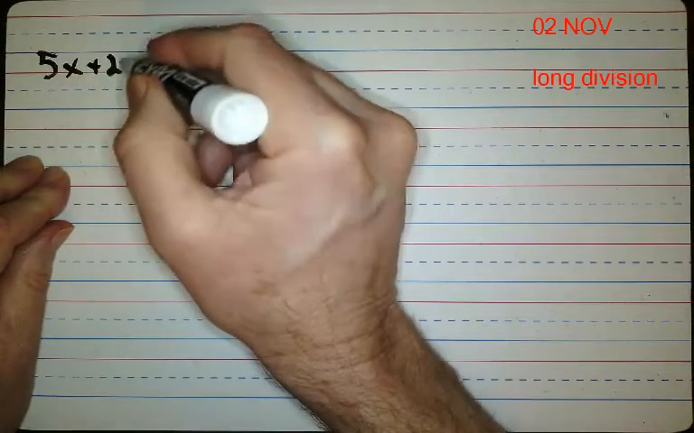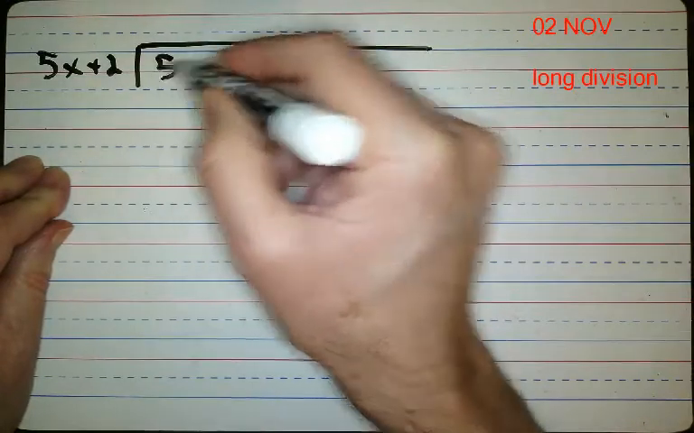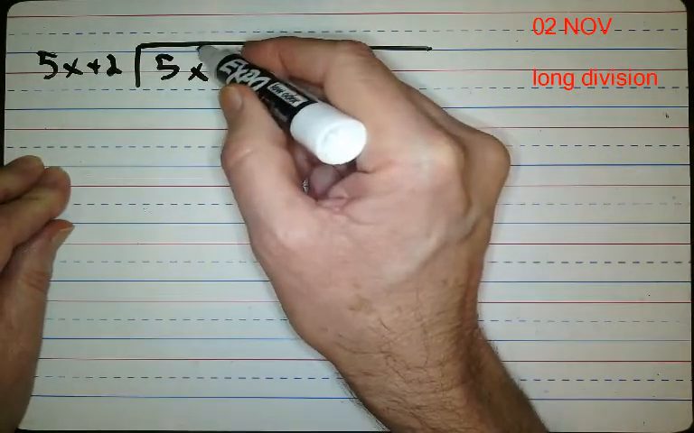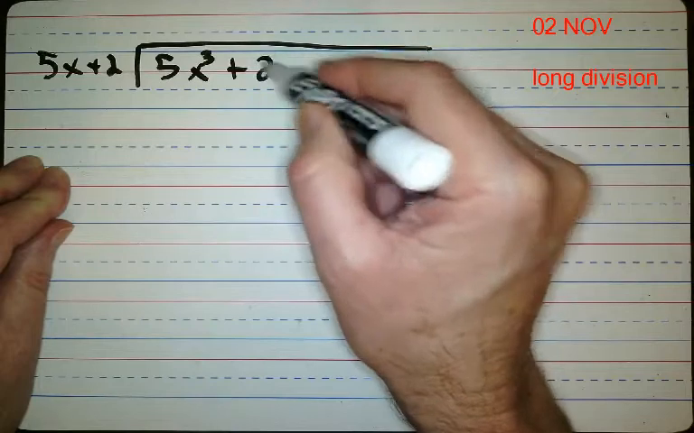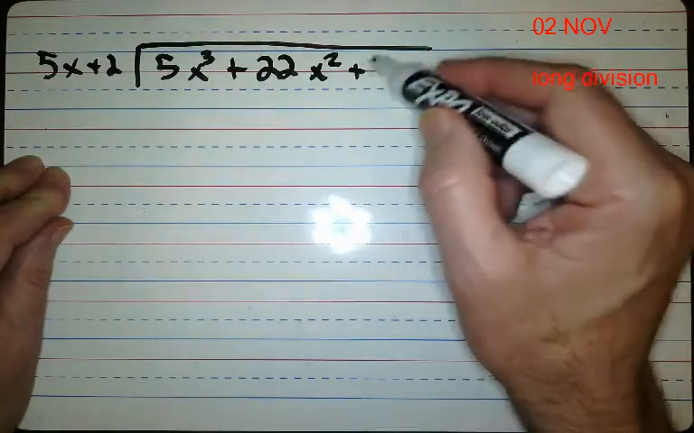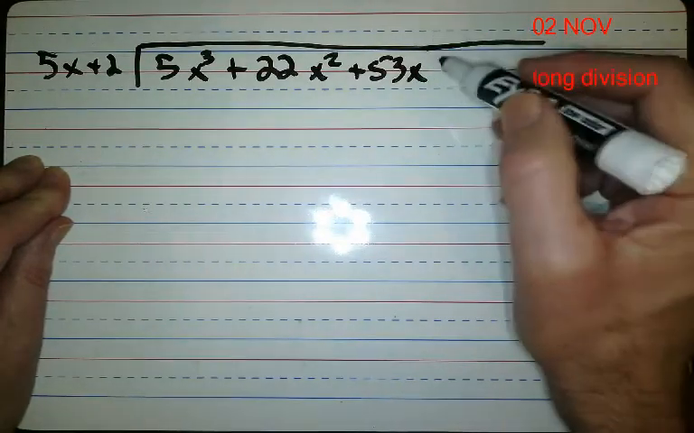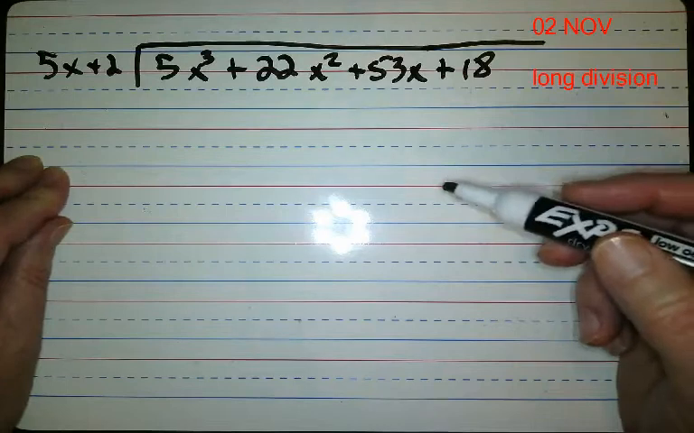So, we're going to have something like this. 5x plus 2, and we're dividing into 5x cubed plus 22x squared plus 53x plus 18. Oh my goodness.